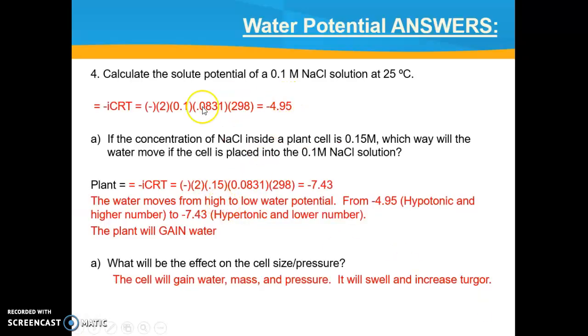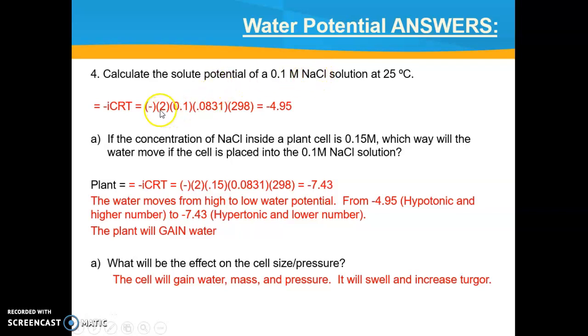So if we look up here at the top, we have our calculation to figure out solute potential, which is -iCRT. i is the ionization constant. If they're talking about a sugar being dissolved in the solution, that ionization constant is 1 because sugars don't break apart in water, they don't ionize. But if they tell you that it's a salt, like sodium chloride, when we mix that in water, it breaks into 2 ions. It breaks into a sodium ion and a chloride ion. Therefore, for this solution, the ionization constant is 2.